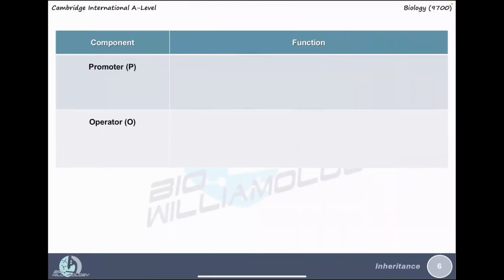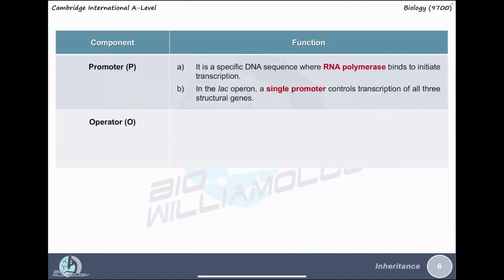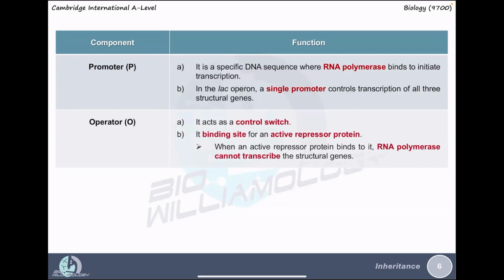So what is the function of a promoter? A promoter is a specific DNA sequence where RNA polymerase binds to initiate transcription. In the lac operon, a single promoter controls transcription of all 3 structural genes. How about the operator? The operator acts as a control switch, or molecular switch in this case. It is a binding site for an active repressor protein. When an active repressor protein binds to it, RNA polymerase cannot transcribe the structural genes.